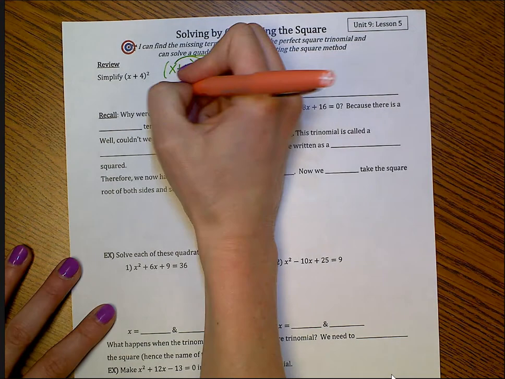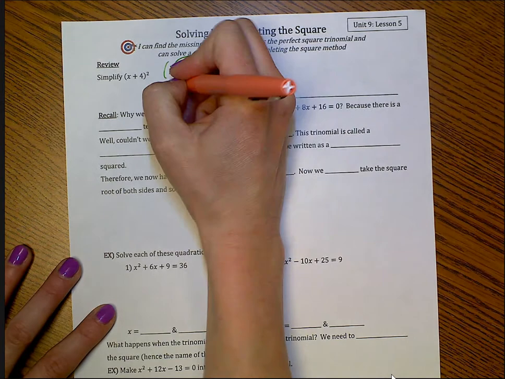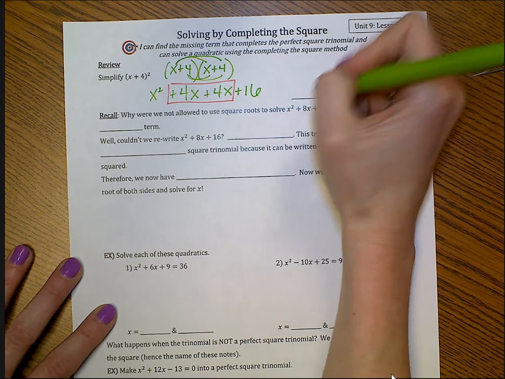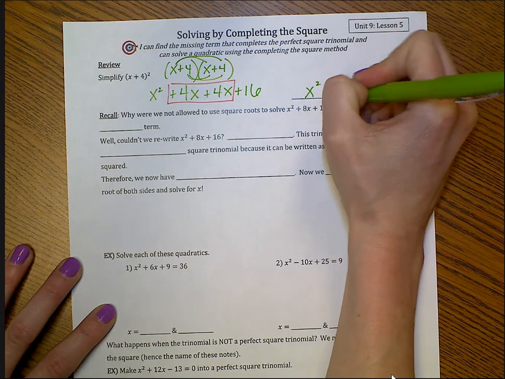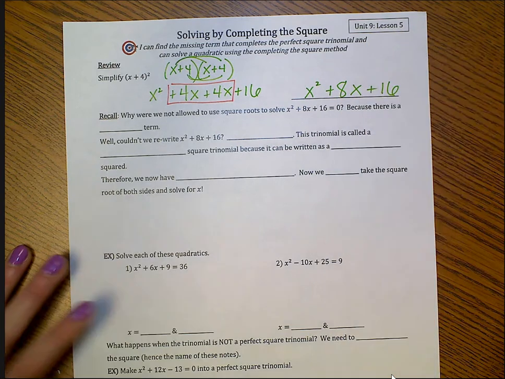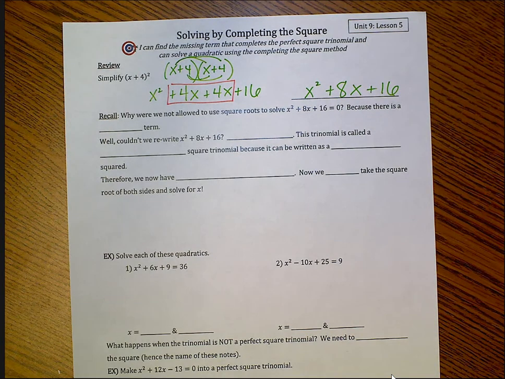I know that from there I would combine like terms. I'd put the x's together, and that would give me x squared plus 8x plus 16. Okay, so that's something we learned a while back. Now let's apply it to quadratics, what we're doing now with solving.